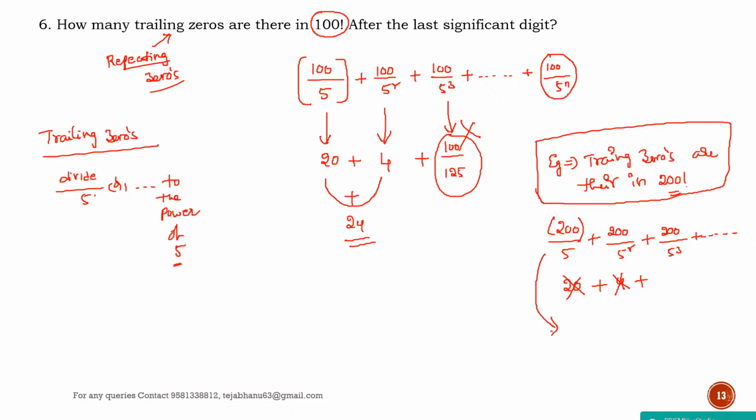200 by 5 is 40, plus 200 by 5 square, which is 8, plus 200 by 5 cube. 5 cube is 125, and it goes one time. So totally it is 49. There are 49 trailing zeros in 200 factorial.